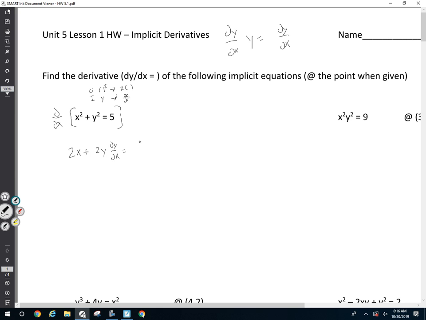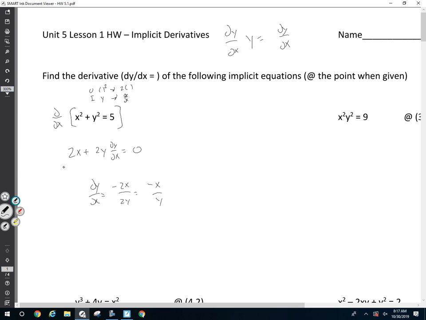Don't forget to take the derivative of the right side, which is 0. We will then solve for dy/dx algebraically. In some cases, we'll have to combine all the dy/dx's to factor out, move all the other stuff to the other side, divide. In this case, I just need to subtract 2x and then divide by 2y. I get dy/dx is equal to negative 2x over 2y, which is just negative x over y.